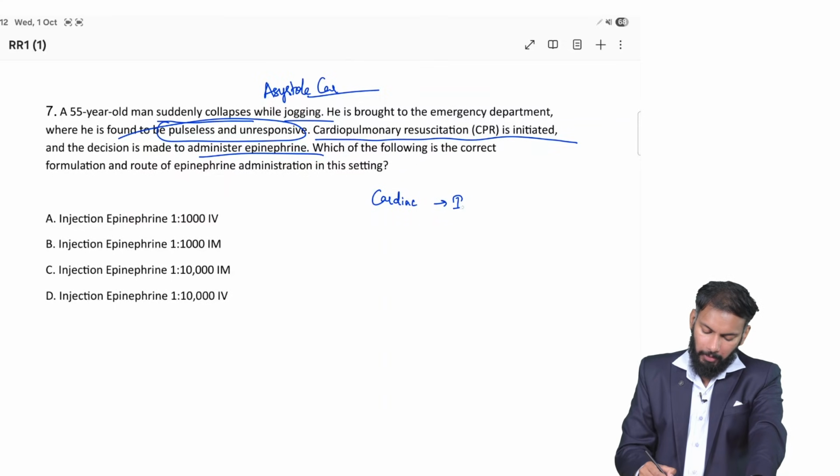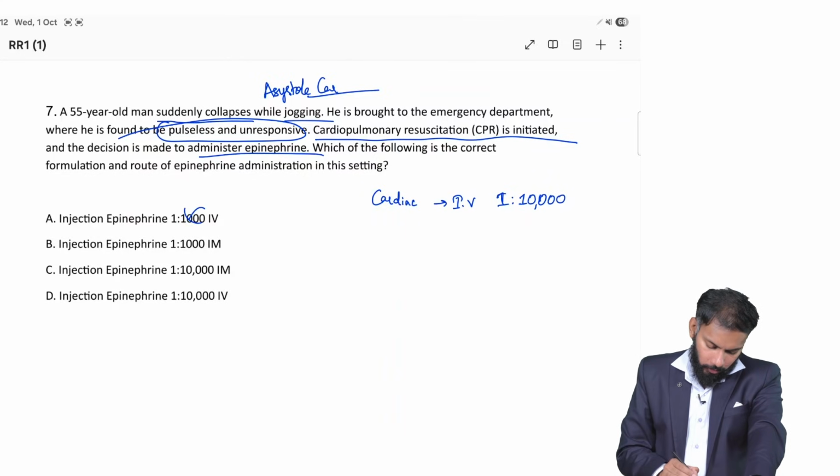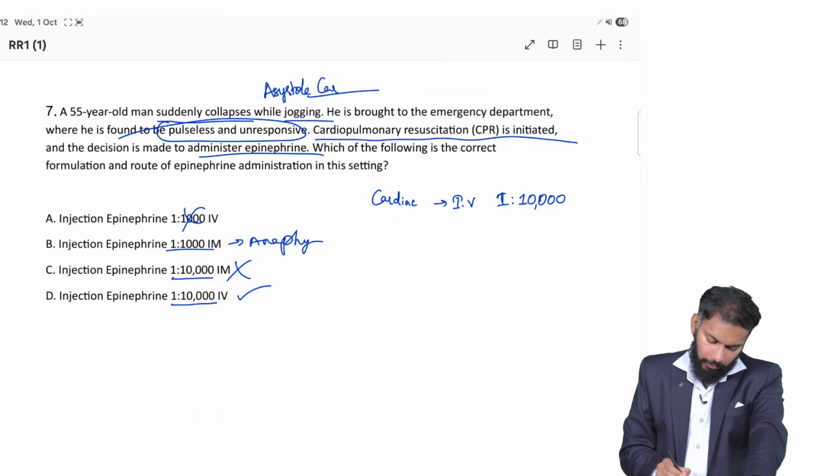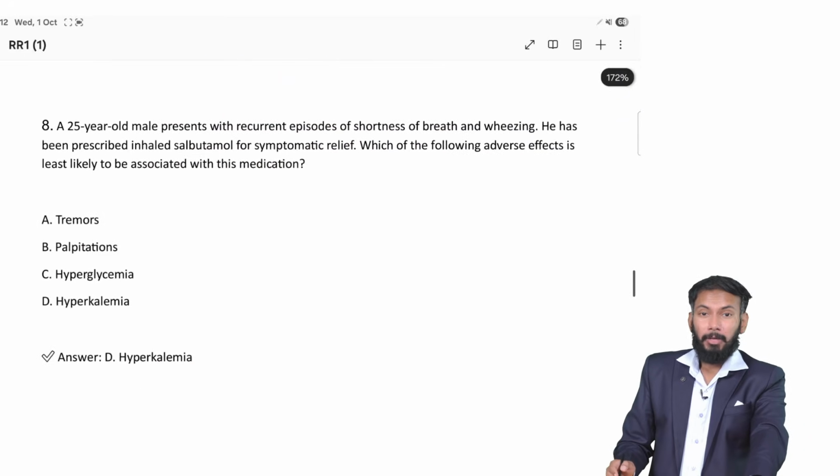You should give it IV. And what is the dose? What is the dilution? 1:10,000. You can see here, where is it? 1:1000, no. 1:1000, no. 1:10,000, okay, but IM, no. It is 1:10,000 IV. This is the answer. What about 1:1000 IM? It is for anaphylactic shock. Anaphylactic shock. Yes. Coming to the 8th question.